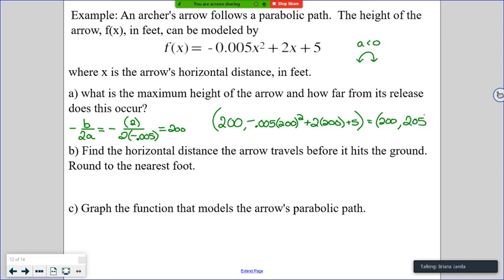So one of the important things that you understand is that in every vertex, this is your max, or in our case, our max or min value. Okay, so answering those two questions, it says find the maximum height. Max height is 205 feet, and it was at 200 feet from release.